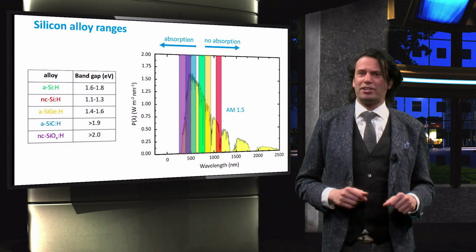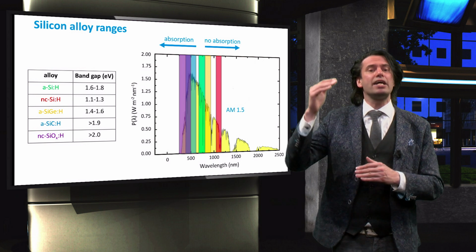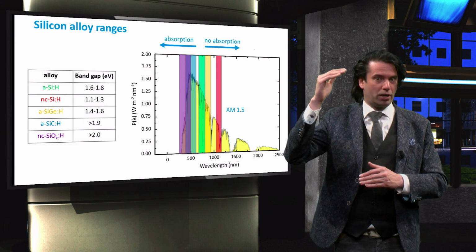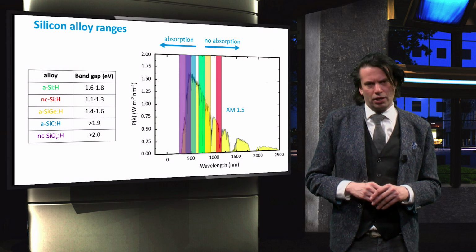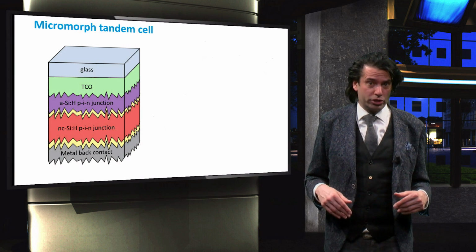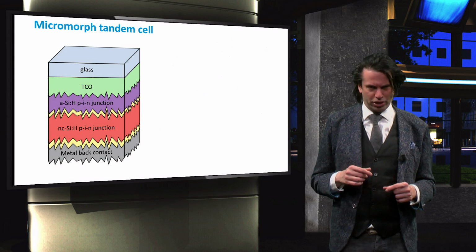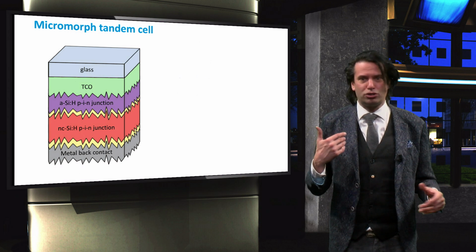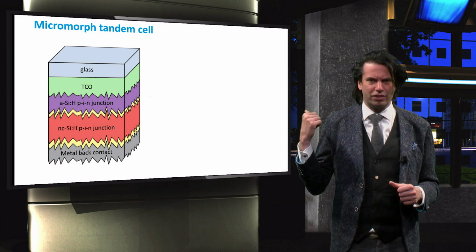The high bandgap energies of silicon oxide and silicon carbide allow them to absorb the highly energetic blue and ultraviolet part of the spectrum with minimal thermalization losses. With this range of silicon alloys, we can design several multi-junction thin-film silicon solar cells. Probably the most studied concept is the micromorph solar cell, illustrated in this figure.